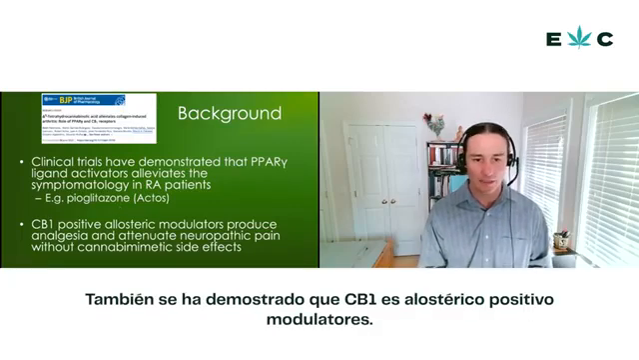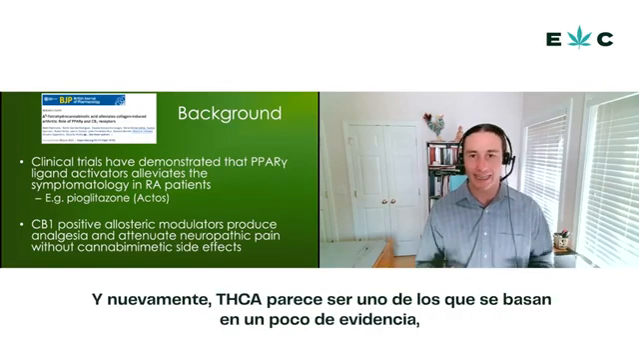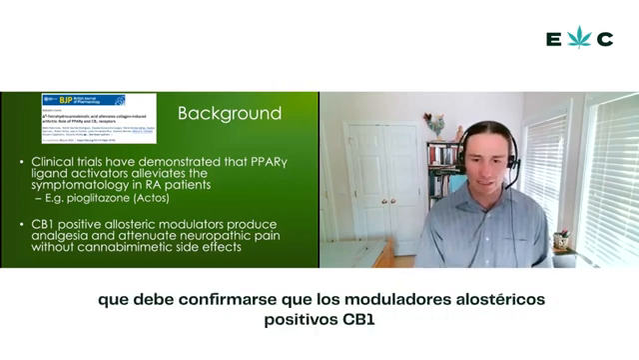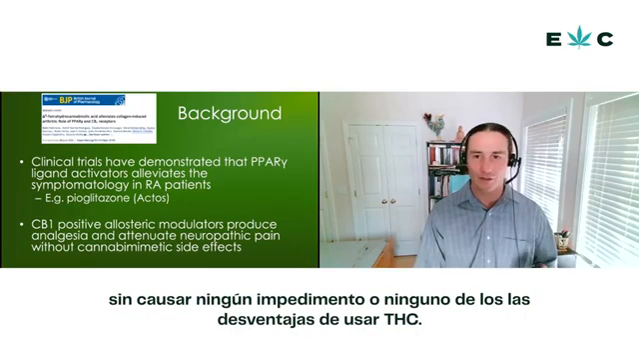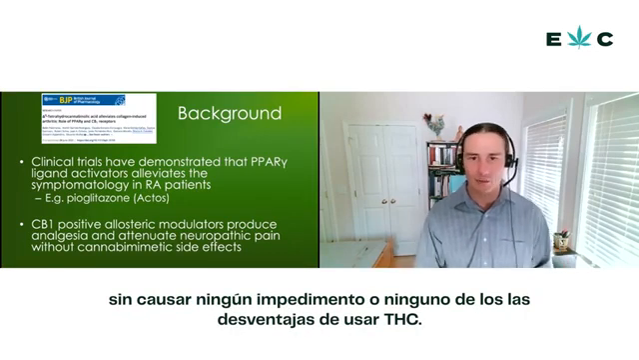It's also been shown that CB1 positive allosteric modulators, and again, THCA seems to be one of those based on a little bit of evidence, which needs to be confirmed, can produce analgesia, so they can relieve pain, including neuropathic pain, without causing any impairment or any of the downsides of using THC.